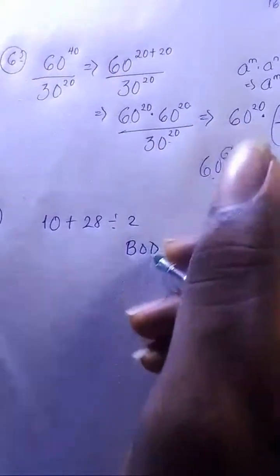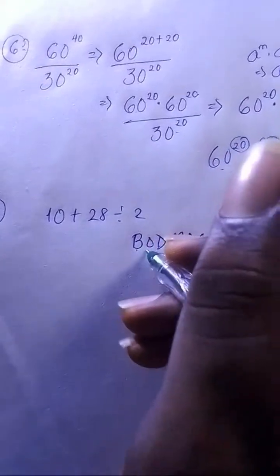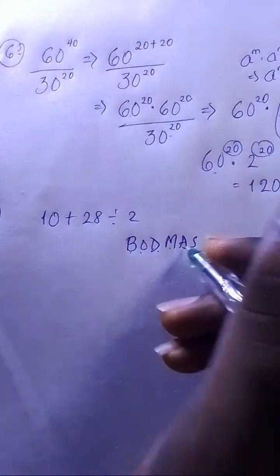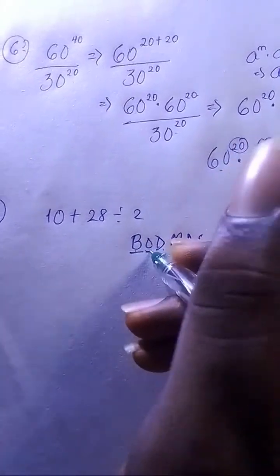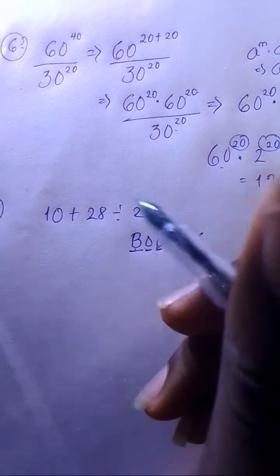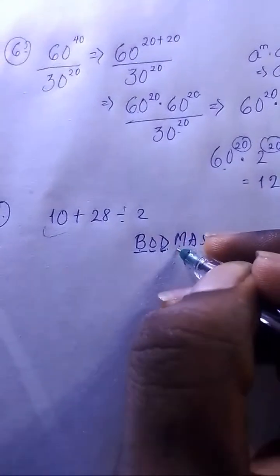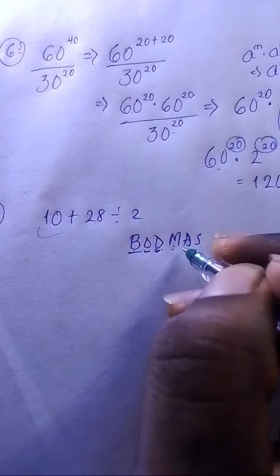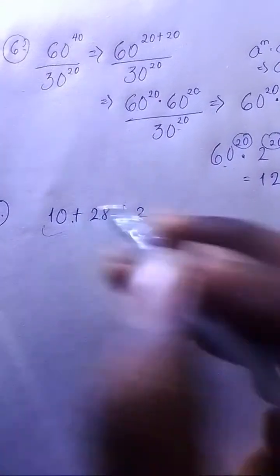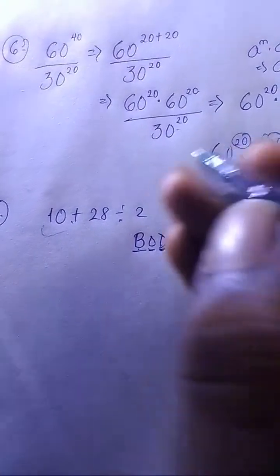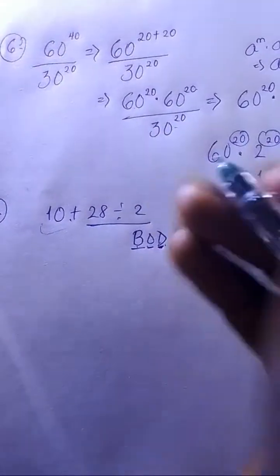BODMAS. But we are going to use the BODMAS principle, which is bracket, of, division, multiplication, addition, and subtraction. Now, what is it trying to say? Anytime we find a problem like this, we'll take the division first before multiplication, if there is, and then addition and subtraction, right? So here we can find only division and addition. Division comes first before addition, so we'll take this one first. So we have 28 divided by 2 is 14.